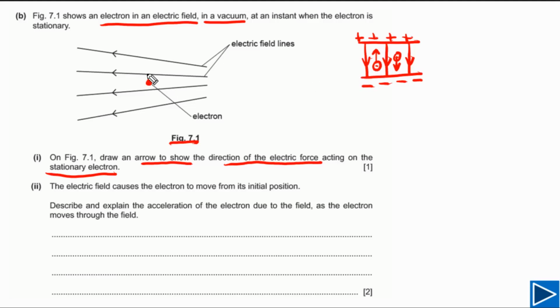So if you look at this one, this is our electron and the direction of electric field is to the left. So the force on the electron will be to the right. So simply we need to draw this arrow. So this is how we can answer part 1.